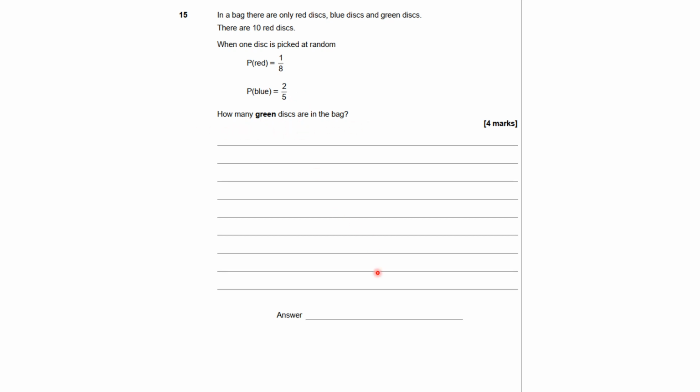This is a bit similar to that other question where if we go through it line by line, we'll figure out what we need to do. So there's only red, blue, and green. I use this area to the left as well, so it's a bit better. So red, blue, and green. So we know in total, that's that, okay? There's 10 red discs. So R equals 10.